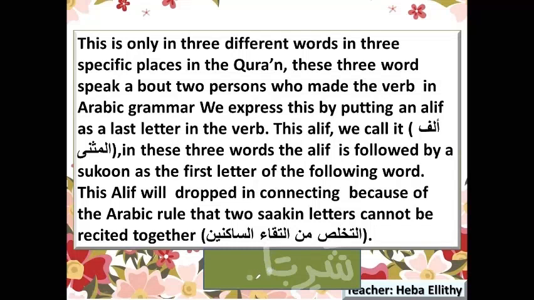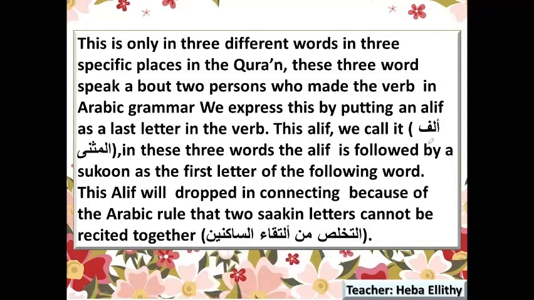This alif, we call it alif at-tathniya. We call it what? Alif at-tathniya. This alif, we call it alif al-muthanna or alif at-tathniya in Arabic grammar. And it tells me about two subjects or two persons who made a verb. Inshallah, this is clear for you.